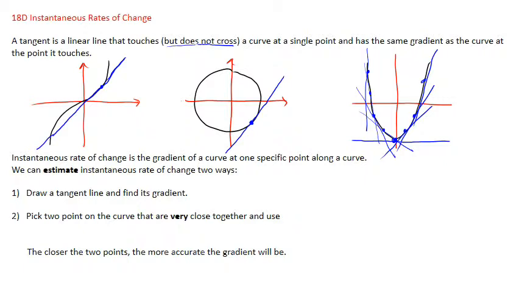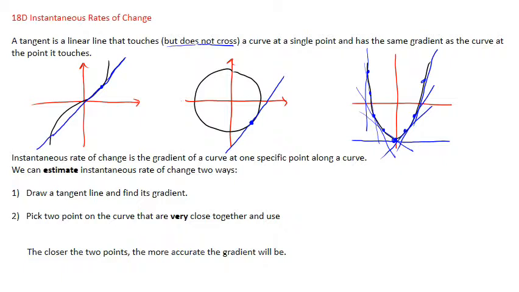Okay, so instantaneous rate of change is the gradient of a curve at a specific point along the line. So basically we're looking for the gradient of that straight line tangent. We already figured it out for the parabola. At the turning point, the gradient is zero. So the instantaneous rate of change at the turning point of a parabola is zero.